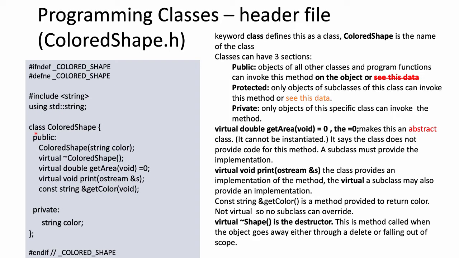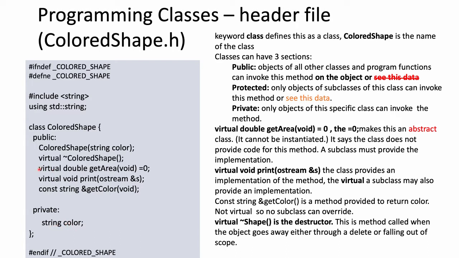So here is the class definition, the keyword class, followed by the name of the class that we are going to define. In this case, the type of class we're going to define is a colored shape. We have a public section. The public section is what is available to the outside world. In this case, anybody on the outside will be able to invoke getArea, print, and getColor on an object of type colored shape. The class has some private area. Inside the private area, we're going to keep the color inside a string type.